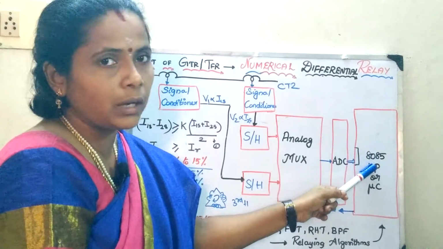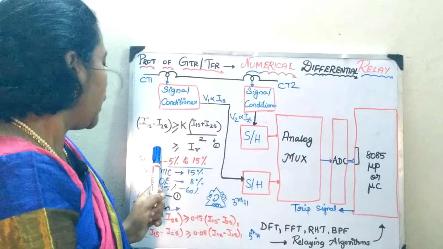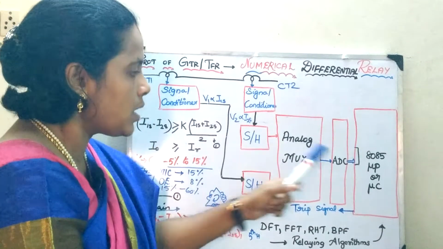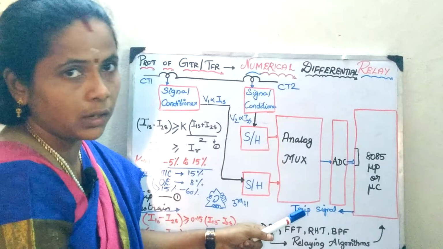The 8085 circuit will check this condition. If the operating condition is greater than the restraining condition, then the microprocessor will issue a trip signal.